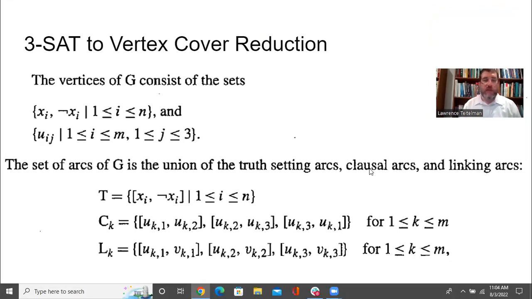Okay, so we call them the links. Well, what is the links here? So the link is a relationship between a variable in the clause and the original variable.